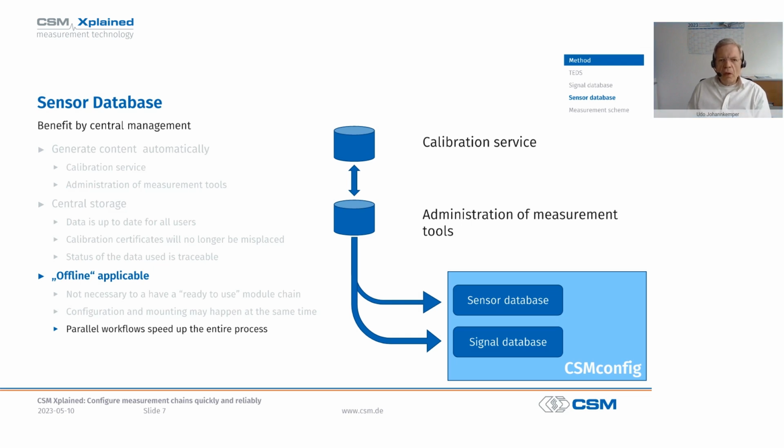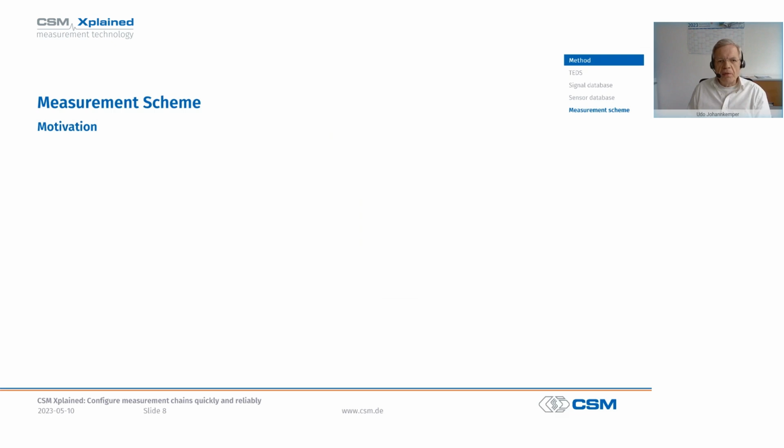So far, we have only talked about configuring individual signals. Isn't it possible to configure entire sets of signals? CSM's approach to this is called a measurement scheme. In short, you find the word MSP.